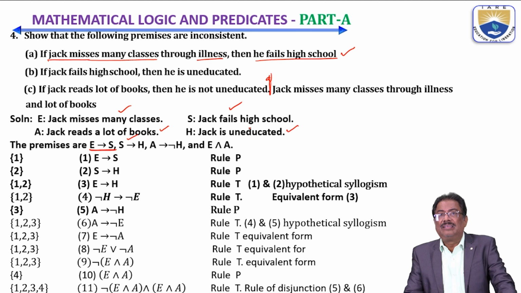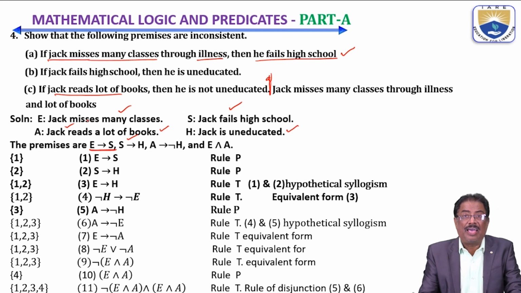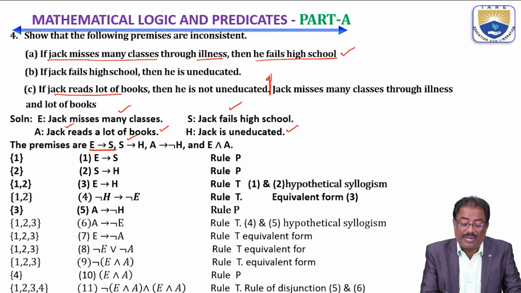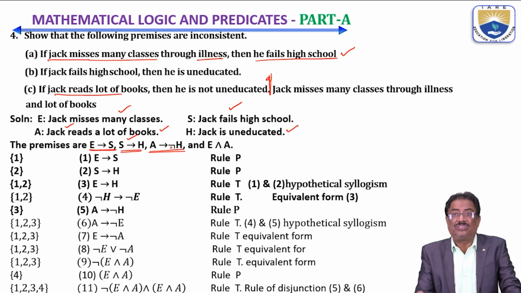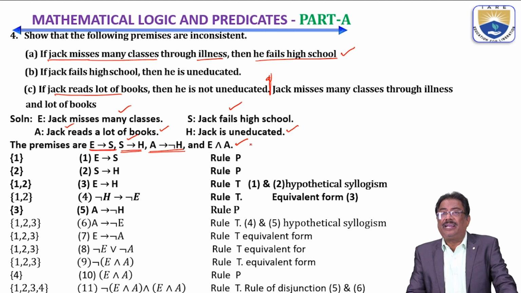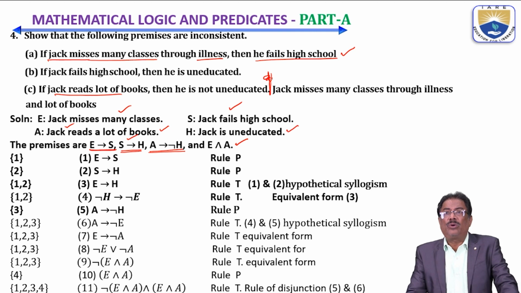Then we are going to get the third one. If Jack reads a lot of books, we are considering it as A. So what are we going to get? If A, then he is not uneducated. So A, then negation of H. And the remaining, we are going to consider E and A. So these are the four sentences we are going to convert into symbolic form. Now we are going to verify, performing operations on these premises. Then we are going to verify whether it is true or not.